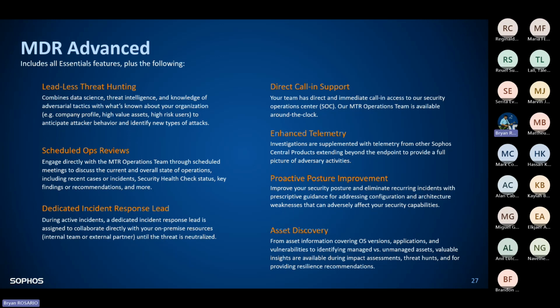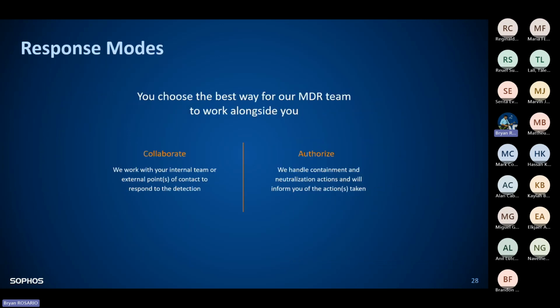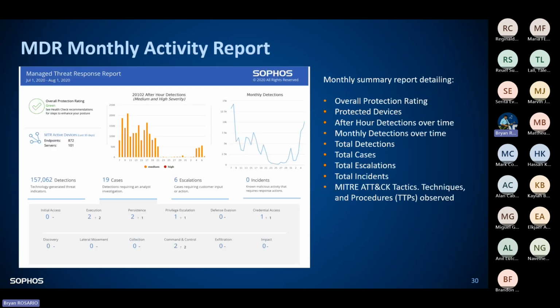And when I said that you can either collaborate or authorize, this is what we have. You can actually split the workload with the Sophos team, so you can divide the tasks that you are going to be performing, or you can authorize them to do anything on your behalf, and they will take care of any of the ongoing threats. So this is what the monthly activity report looks like. The weekly is somewhat similar, just with a little more detail about what happened that week. This is a monthly summary.